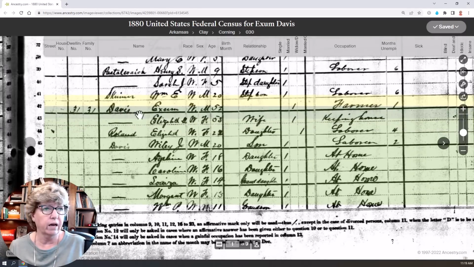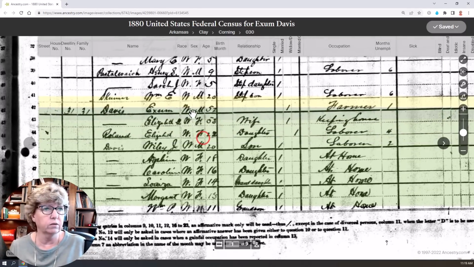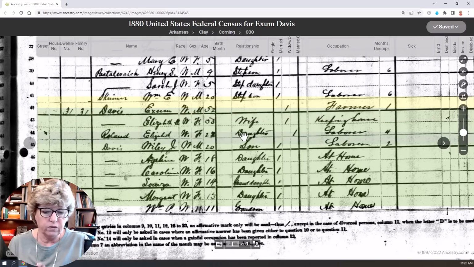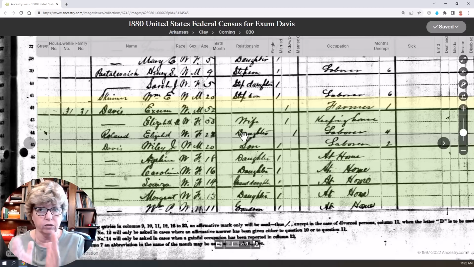All right, so we have Exum Davis. There's a clue. He's white, he's male, he's 52 years old. So if we are looking at those birth dates, if he's 52 years old on June 1st, 1880, his birth year is about 1828. That gives us a birth year. Now we could really slice and dice it really down into those 365 days based on the census year if we want to know exactly within the time frame. We could figure that out.